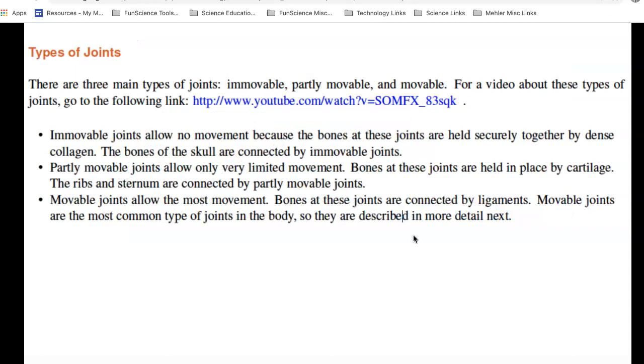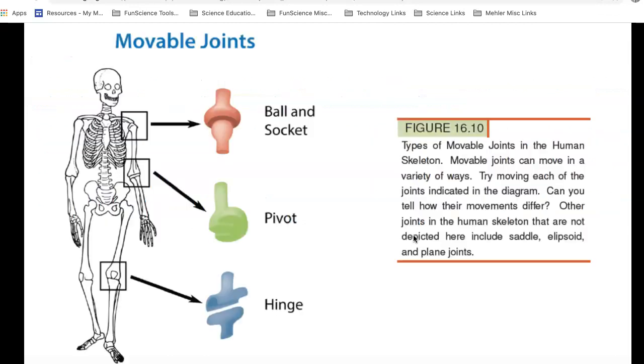Your bones meet at different places in your body to create joints. Some are immovable, some are partly movable, and some are movable. We also have a YouTube video if you'd like to link out from your text to see that. So let's take a look at some of your movable joints.